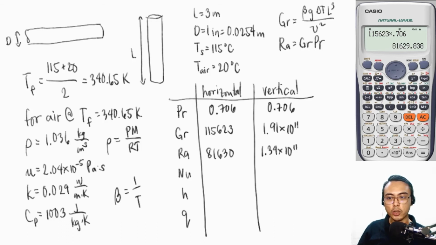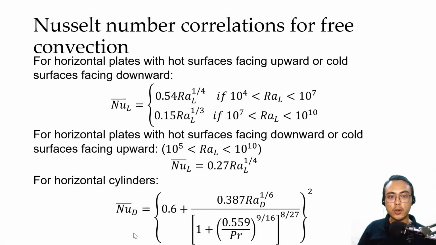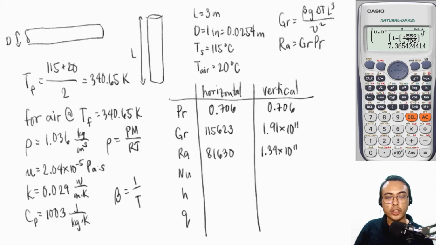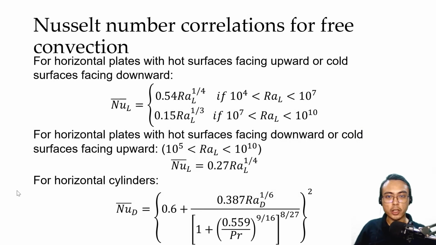Now for the Nusselt number, we have two different equations for horizontal and vertical cylinders. Let's start with the horizontal cylinder. We can use this Nusselt number correlation for horizontal cylinders. You simply substitute the value of the Rayleigh number here and the Prandtl number here, execute, and then we have the Nusselt number. Substituting, our Nusselt number for the horizontal cylinder is 7.37.